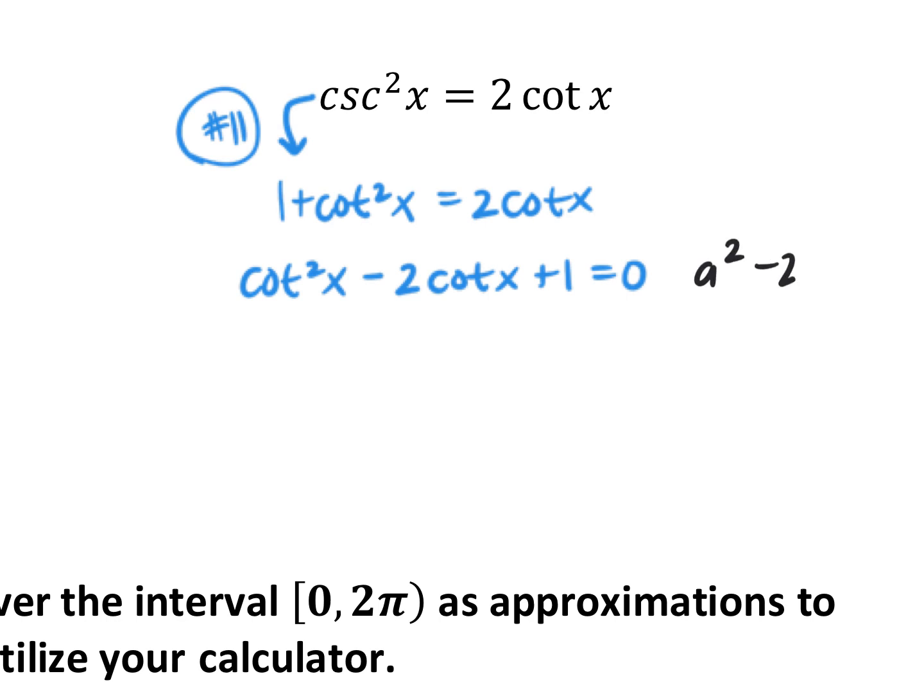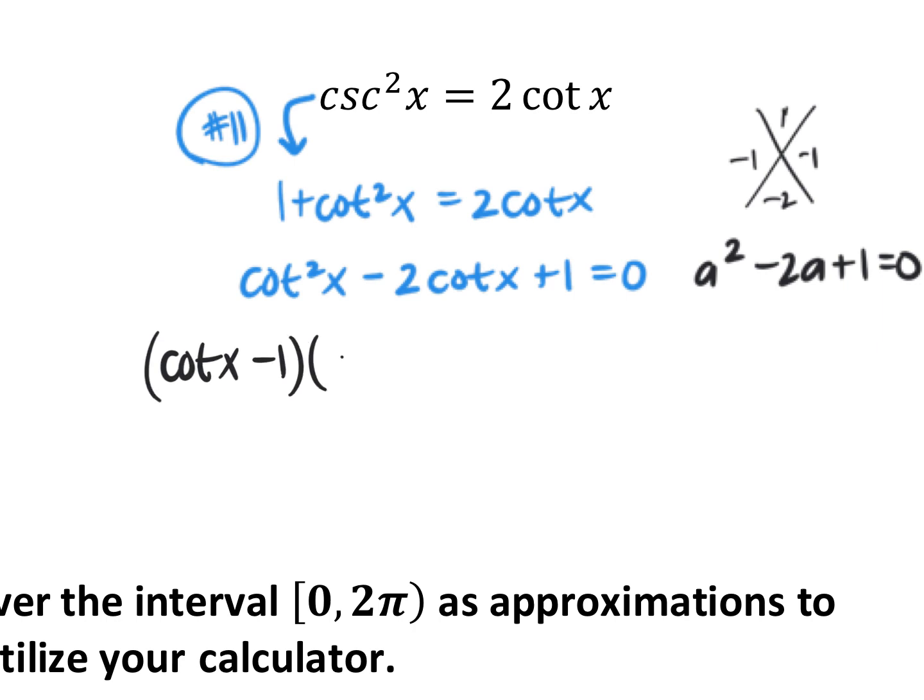A squared minus 2a plus 1 equals 0. So we're thinking what multiplies together to give us 1 and adds together to give us -2. What two values is that going to have to be? -1 and -1, right? So I'm going to have cotangent of x minus 1 times cotangent of x minus 1.